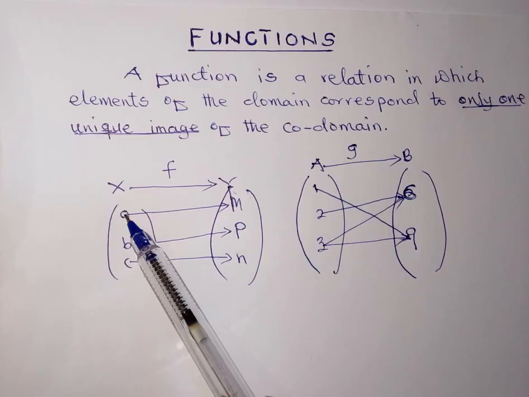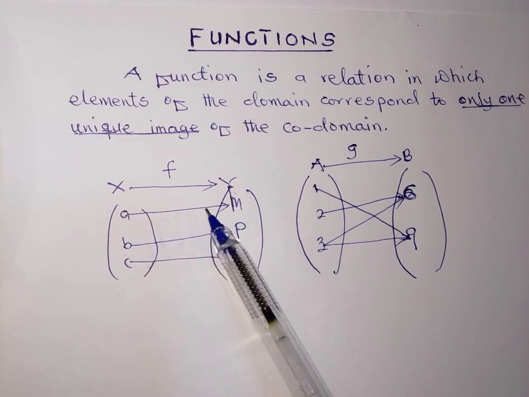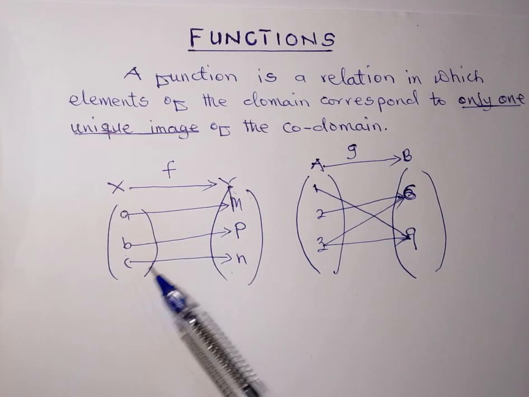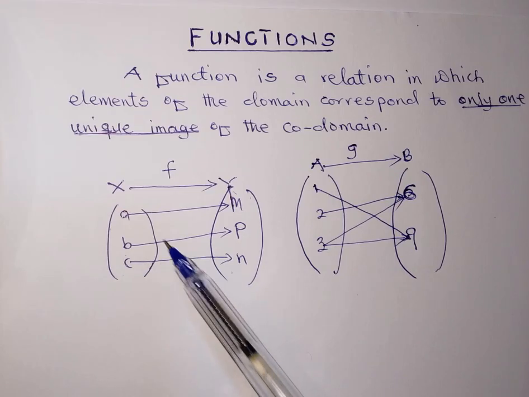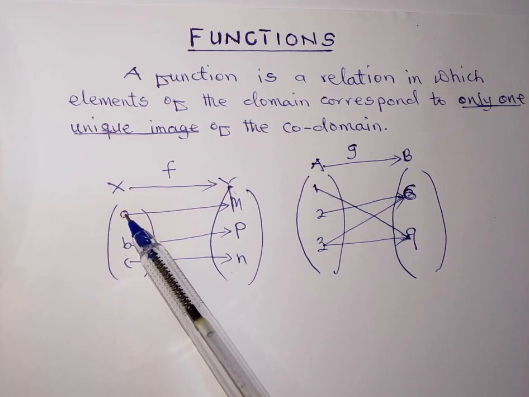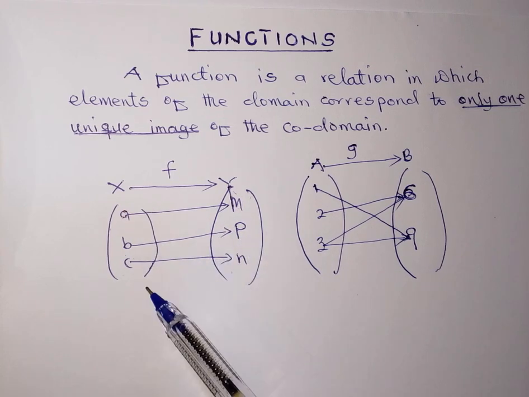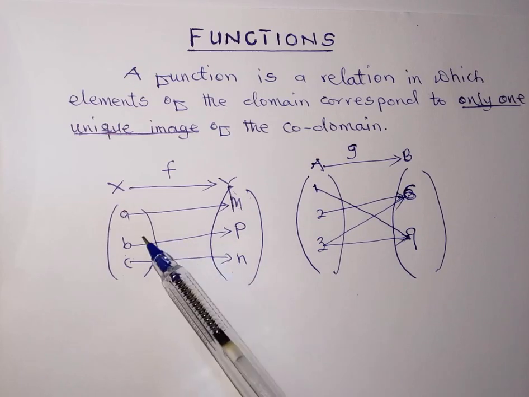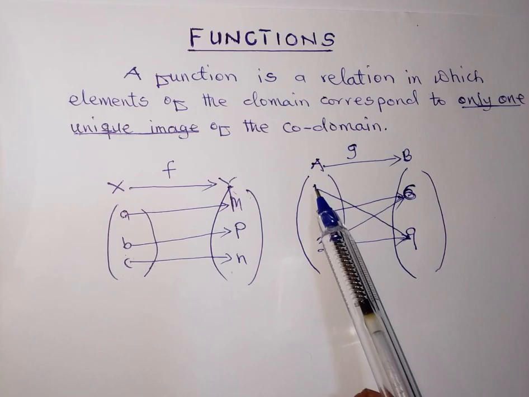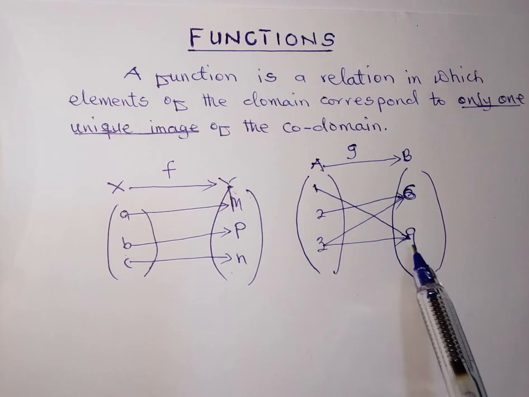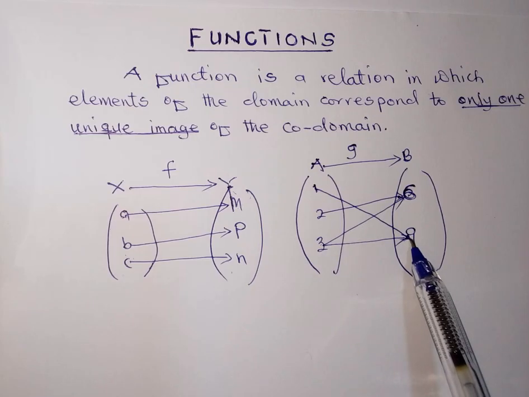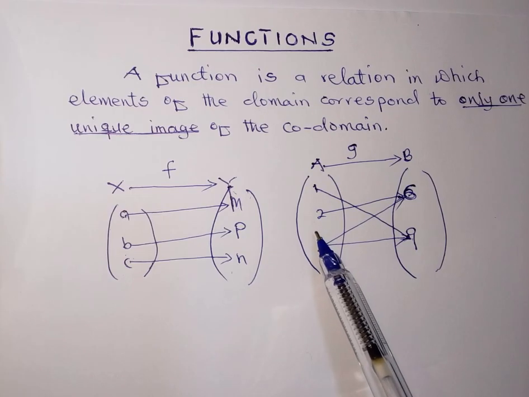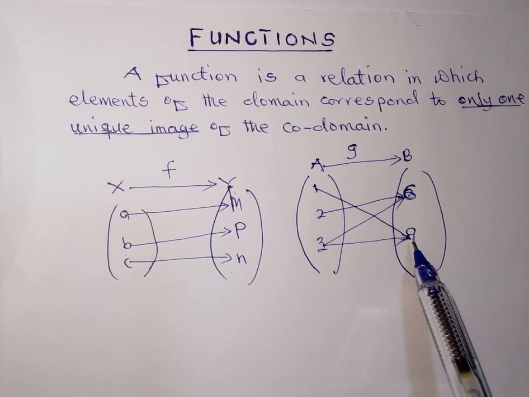Now let's look at the first example. Each element in the domain maps onto only one element. Looking at this diagram, you can tell me the type of relation we have here: only one element from the domain corresponds to only one element in the codomain. So this is a one-to-one relation. Now let's look at the other one. Here too we have 1 mapping onto 9, 3 also mapping onto 9. So you can have many elements from the domain mapping onto only one element of the codomain.